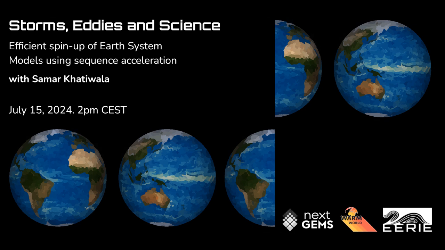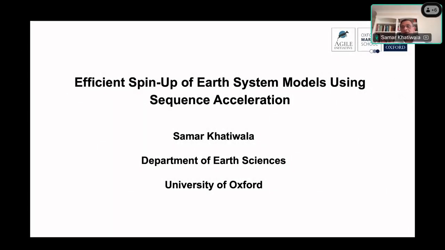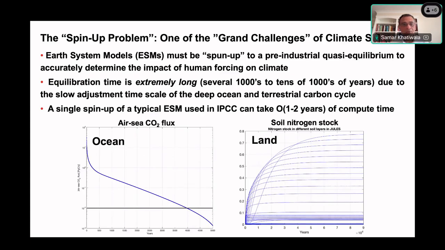I'm going to talk a little bit about some recent work that I've done on spinning up different components of Earth system models. I don't really need to give too much of an introduction to this problem, but the so-called spin-up problem is one in which we ask how we can efficiently calculate equilibrium solutions of complex climate models. These equilibrium solutions are necessary in order for us to do things like climate change assessments, for instance.